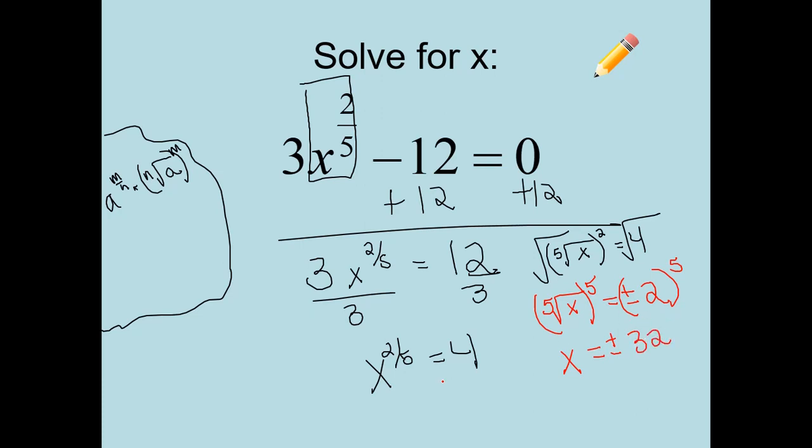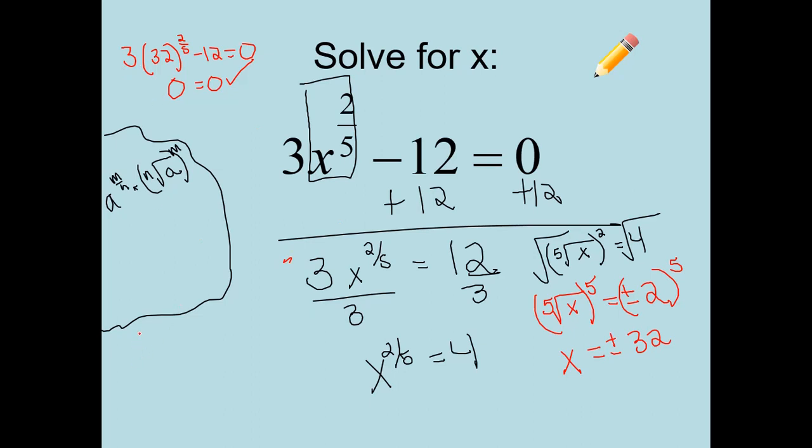So now, just like last time, we do need to check our work. So, into my calculator, 32 to the 2/5 minus 12 is equal to 0. In my calculator, I can put that in and make sure I get the right answer. So 32 to the 2/5 power is 4. 3 times 4 is 12. Minus 12, so I get 0 equals 0. So I know positive 32 works.